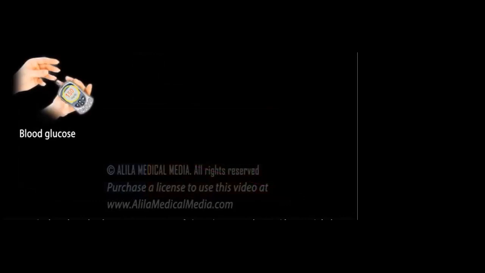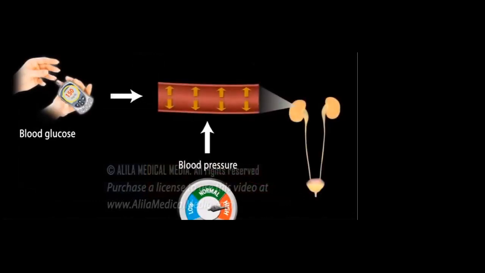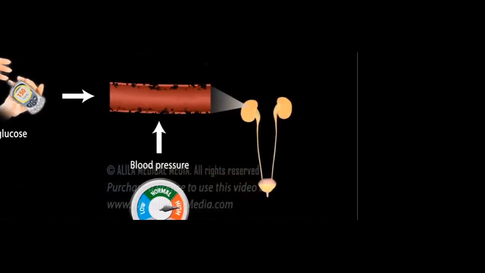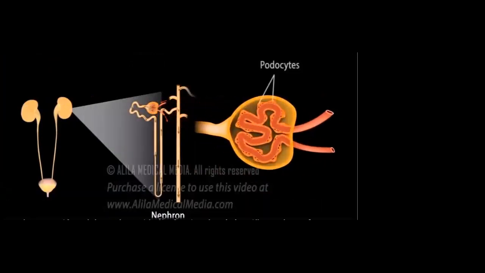Chronic high blood glucose levels, together with high blood pressure caused by diabetes, bring damage to tiny blood vessels in the kidneys, affecting their functions. Cellular degeneration in the functional units of the kidneys, the nephrons, in particular the podocytes of renal glomeruli, further contributes to the impairment of renal functions.